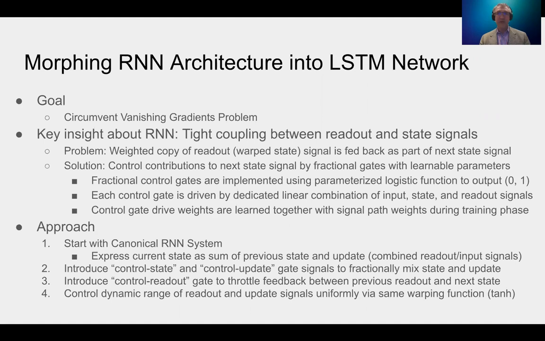First, we will introduce 2 gates to control the contributions to the state signal at the current step from the state signal at the previous step and other update signals at the current step. Next, we will put a gate in the path of the readout signal in order to throttle the feedback between the readout signal at the previous step and the state signal at the current step.